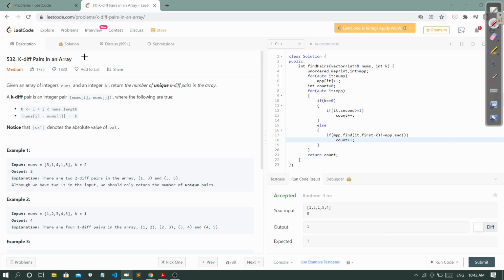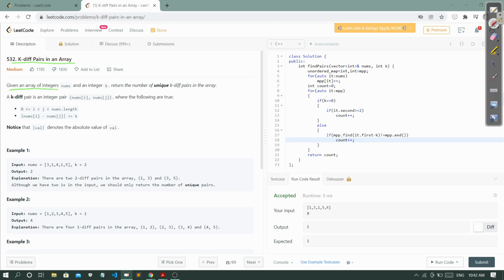In today's video, I am going to show today's Leetcode problem. Today's Leetcode problem is k different pairs in an array. So first of all, understand the problem statement, and after that we will see the approach of how to solve this problem. So let's try to read the problem statement.